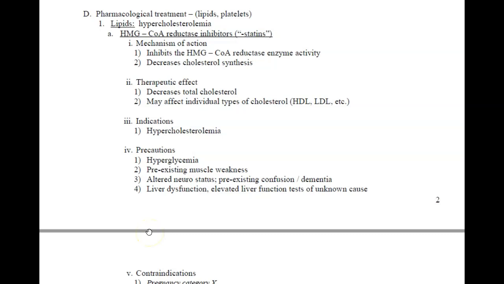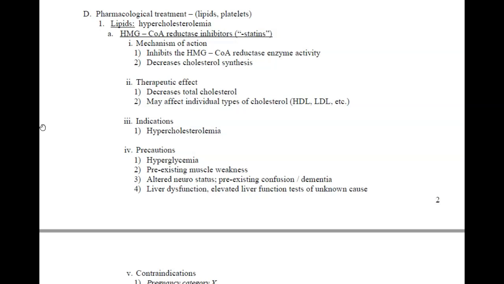There are times that patients need to be on pharmacological treatments, especially for lipids. So we can get started with the lipid treatment for hypercholesterolemia or dyslipidemia. So first is HMG CoA Reductase Inhibitor, or the statins. They are hydroxymethylglutaryl coenzyme A reductase inhibitors. Again, you don't have to memorize that. It's enough for me if you know HMG CoA Reductase Inhibitor or statins.